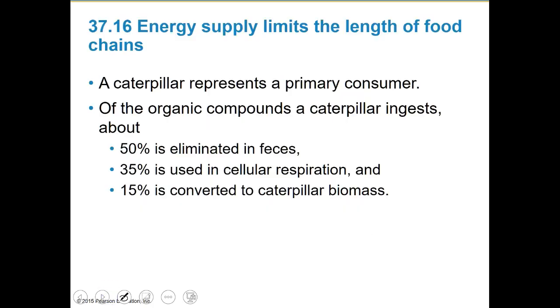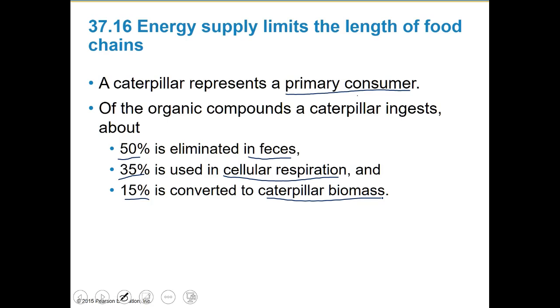So a caterpillar represents our primary consumer. We learned in our last lecture that a caterpillar eating on whatever kind of plant it is gives us our primary consumer. Of the organic compounds a caterpillar ingests, 50% is eliminated as feces. So it's going to eat all that stuff and lose half of it as poop. 35% of it is used for cellular respiration, and then 15% is converted to the caterpillar's biomass. So 15% of it is getting used to make that caterpillar get bigger.